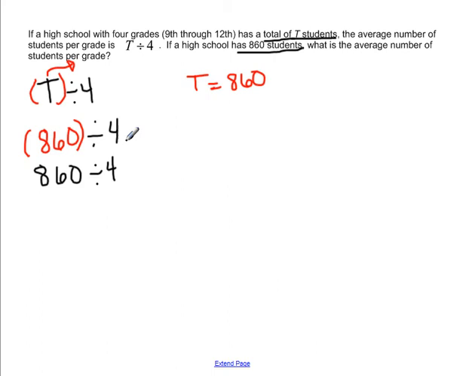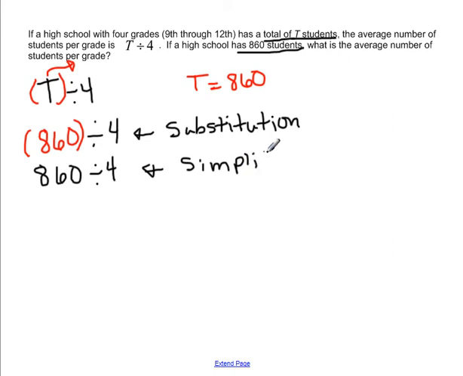Now that we have done our substitution steps, notice what we did here: we substituted in the value. So here we're doing substitution. We're putting in the value for the variable. And now we need to do the simplifying step. Write this in its simplest form. Simplify this expression. Let's do the division.